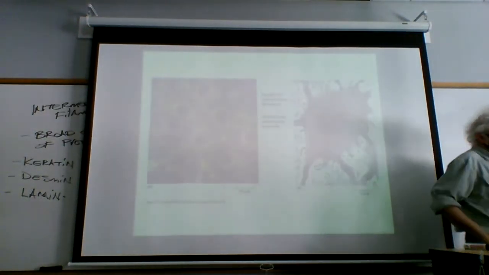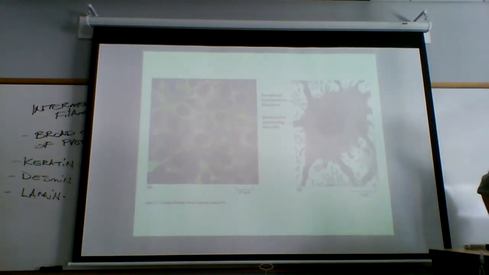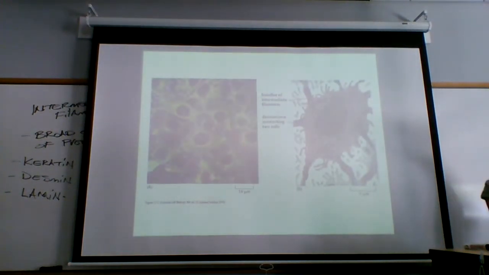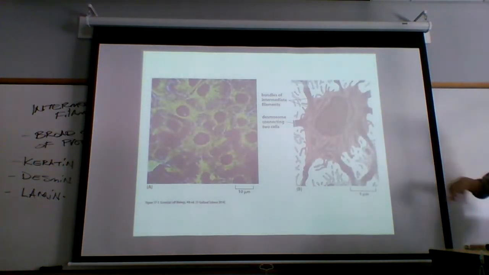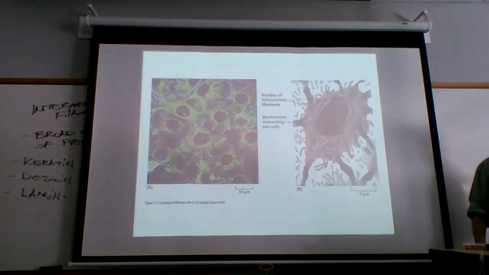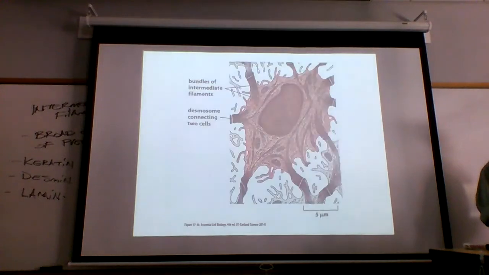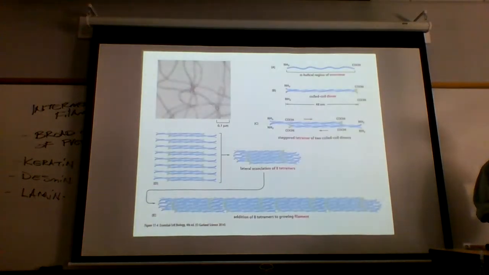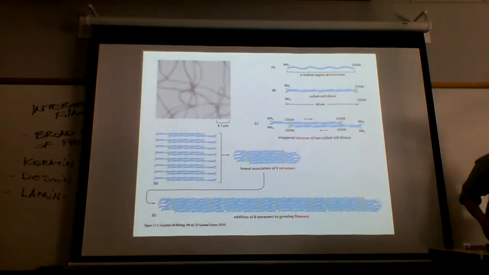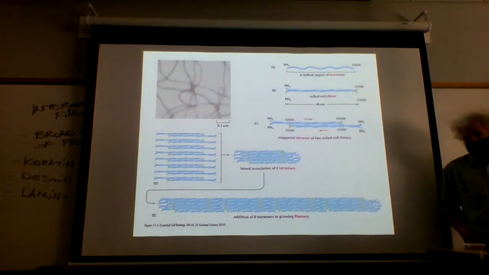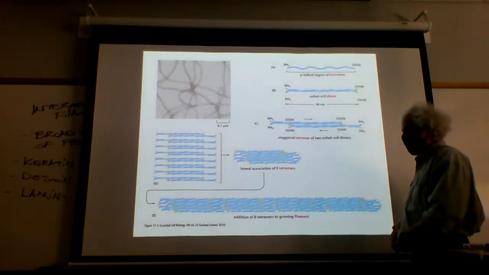So here are intermediate filaments. We're looking at a fluorescent micrograph on the left side and then sort of a stylized drawing on the right side. There are these cell-cell connections, which we'll get to in a bit here, known as desmosomes. And this is an example of how we can begin building the intermediate filaments. And my diagram wasn't as exactly correct, but it's close enough.